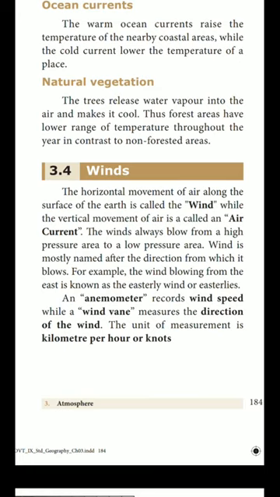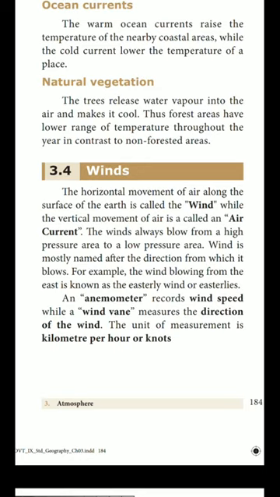So, do you know what is the difference between wind and air? Wind is the horizontal movement and air is the vertical movement. Okay. So, the horizontal movement of air along the surface of the earth is called the wind, while the vertical movement of air is called an air current. So, we all know that wind always blows from a high pressure area to a low pressure area. Okay, so wind is mostly named after the direction from which it blows. For example, the wind blowing from the east is known as the easterly wind or easterlies.